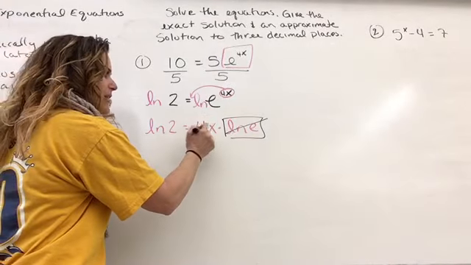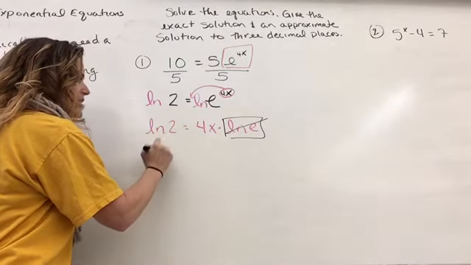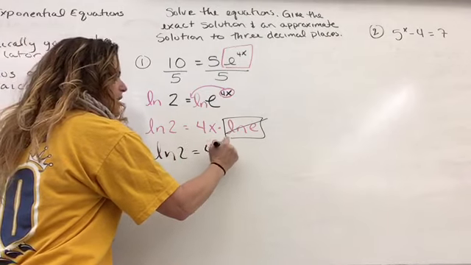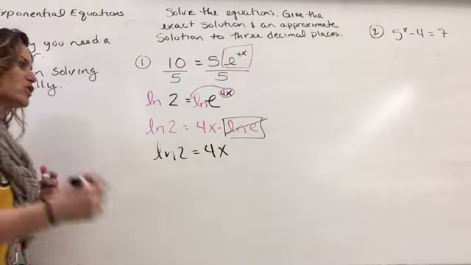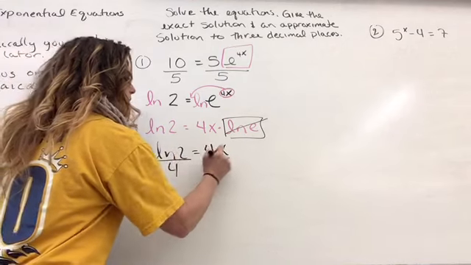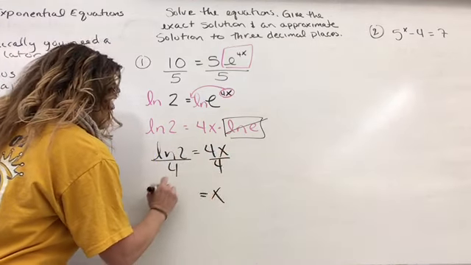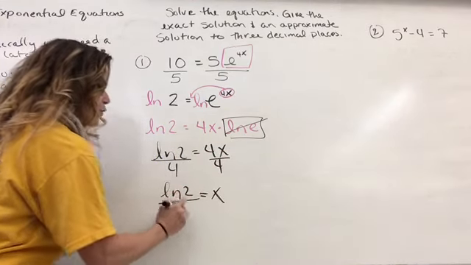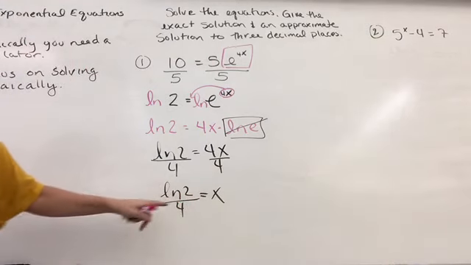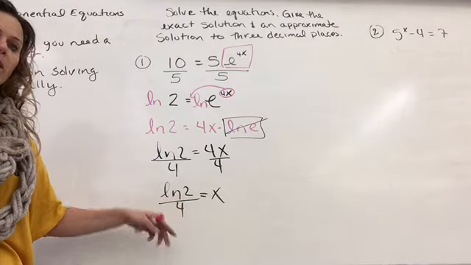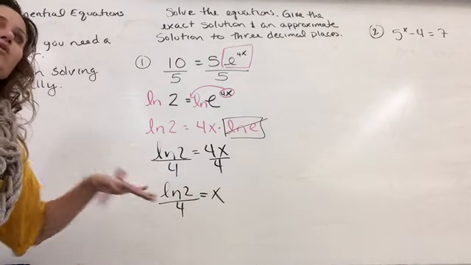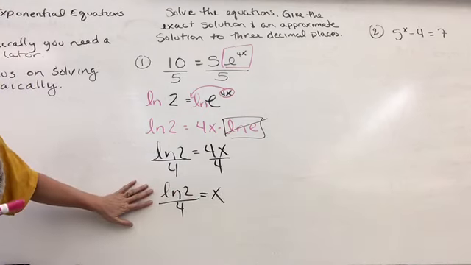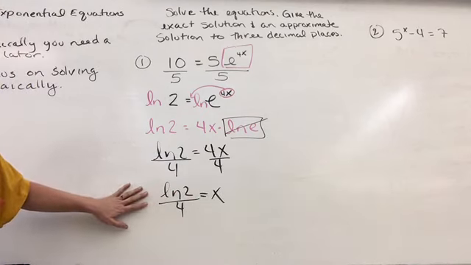To get x by itself from here, because I have the natural log of 2 equals 4 times x, since it's multiplication, to undo it, I divide. And I get x equals the natural log of 2 divided by 4. This is my exact. I cannot reduce the 2 and the 4 because this is the natural log of 2, not just 2. I can't reduce this anymore. This is the exact solution.